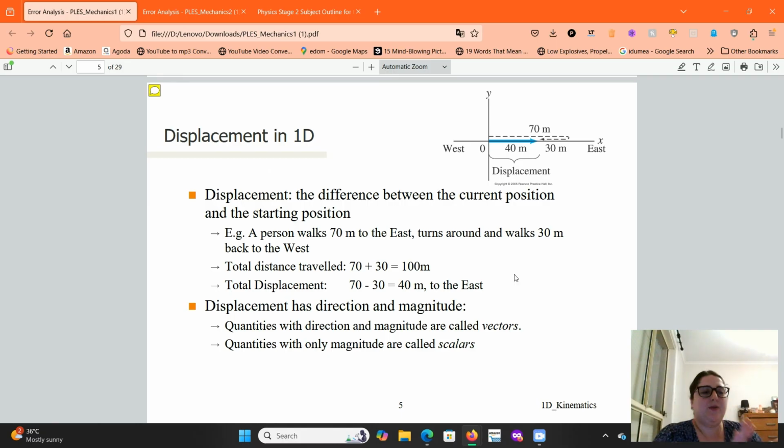When you're writing vectors, do not forget to write the direction. Vectors have direction, always. They're magnitude and direction. Two things you always need to write with vectors. And direction can be east, west, north, south, or things like positive and negative, or minus and plus, depending on the context and what the vector is you're using. Please do not forget that. So once again, quantities with direction and magnitude are called vectors. Quantities with only magnitude are scalars.